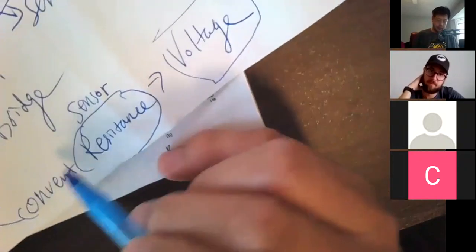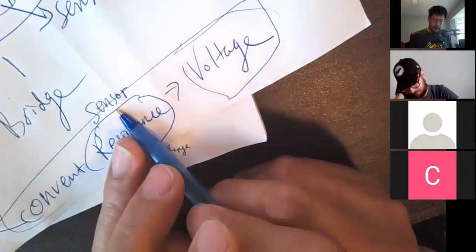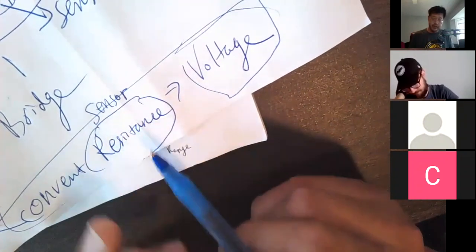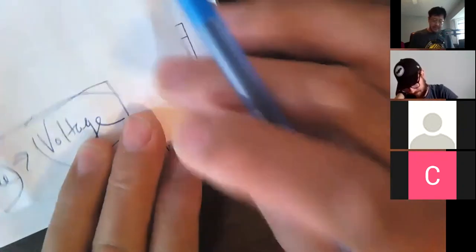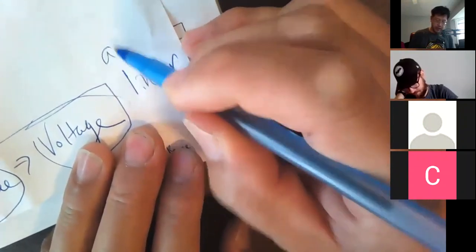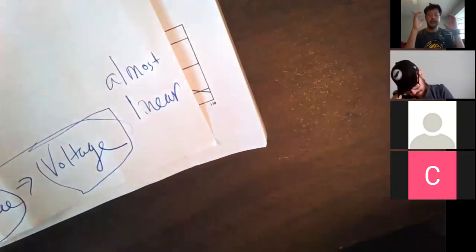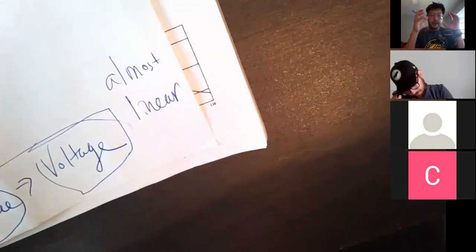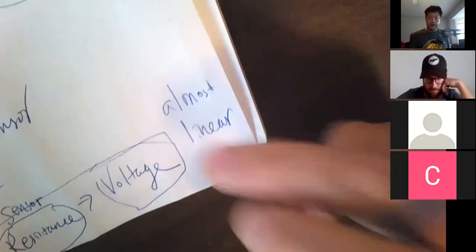So that's the last application. I hope everybody remembers the last application. It's called converting the sensor, which is the resistance, into an output, which is the voltage. And the nice thing about it is it's almost linear. Yeah, that's the good news. In most applications, it's almost linear. And that is what we wanted, almost linear.